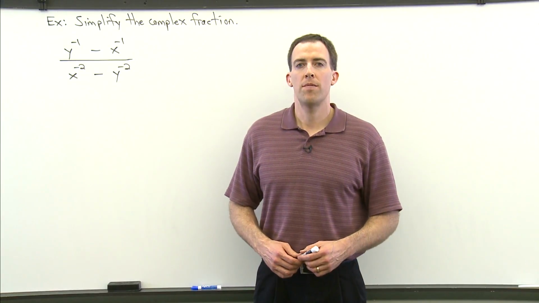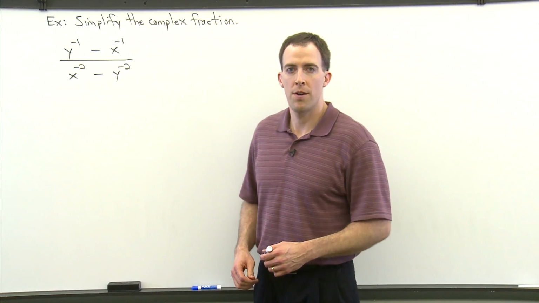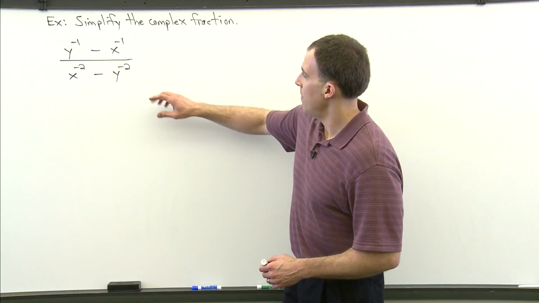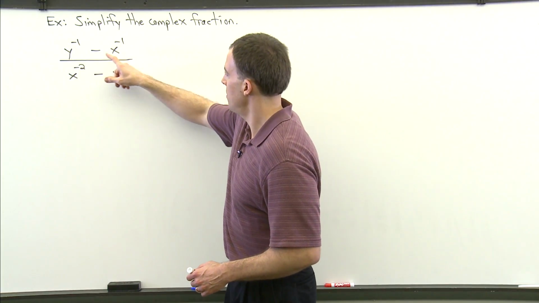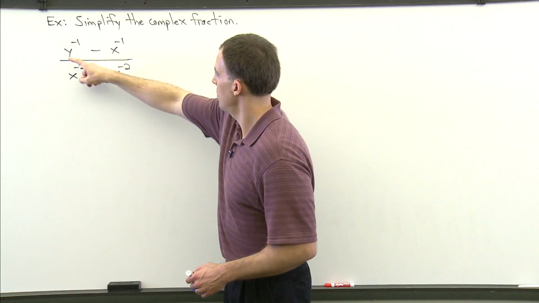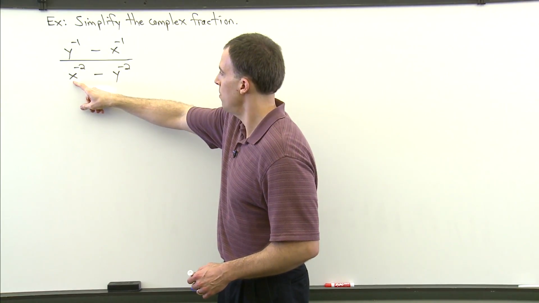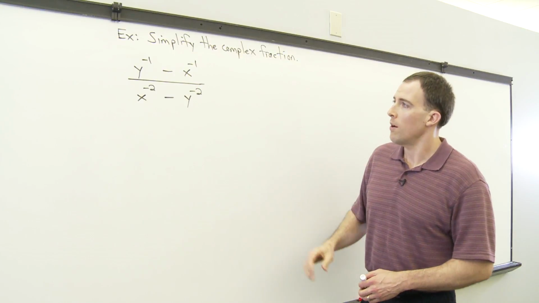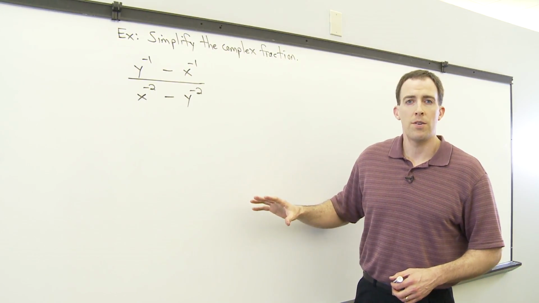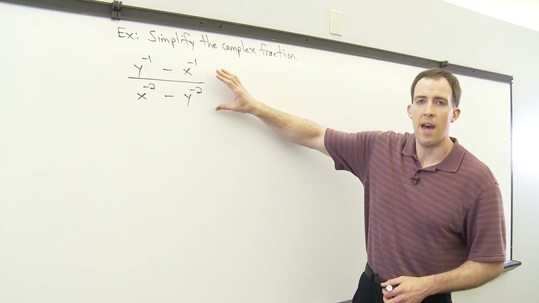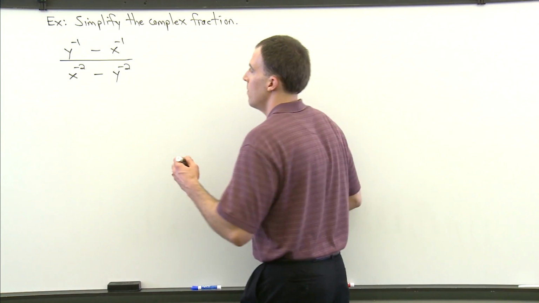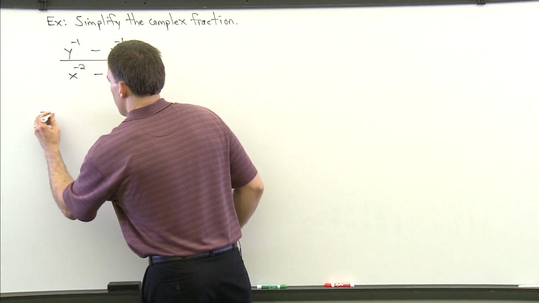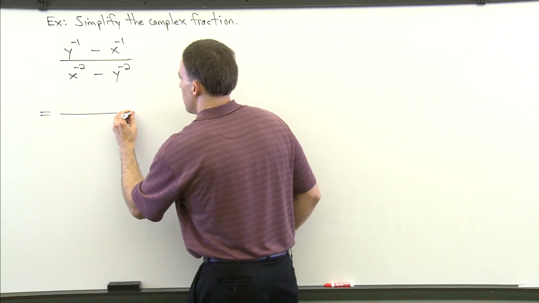Here's an example of simplifying a complex fraction in which there are some negative exponents. I have here y to the negative 1 power minus x to the negative 1 power, and that's all being divided by x to the negative 2 power minus y to the negative 2 power. So regardless of which method we use, the very first thing that we want to do here is rewrite this without negative exponents. So I'm going to get rid of the negative exponents, write everything with positive exponents only.